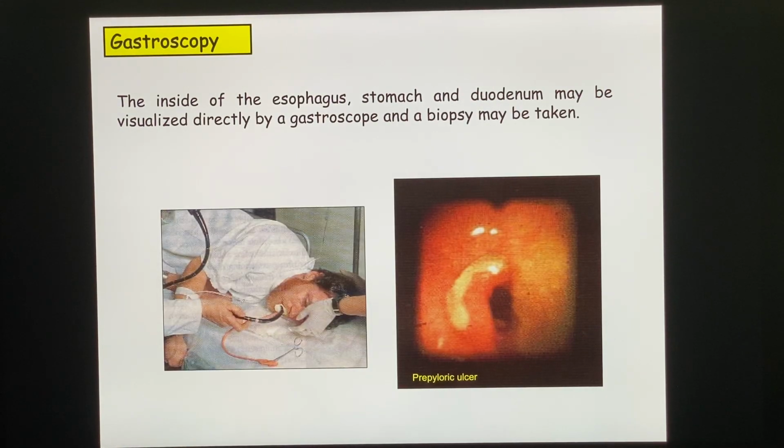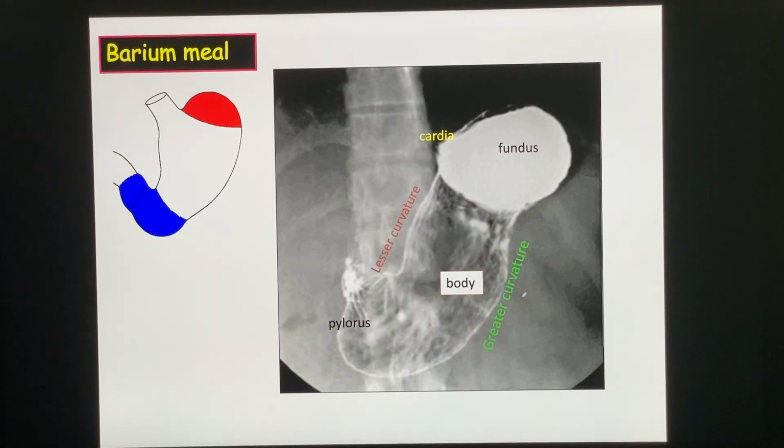Now this is gastroscopy. Gastroscopy is visualizing the stomach from its inner aspect. You can see here the tube is inserted, and this patient has an ulcer, a pre-pyloric ulcer. So the surgeon can visualize the stomach and the ulcers.